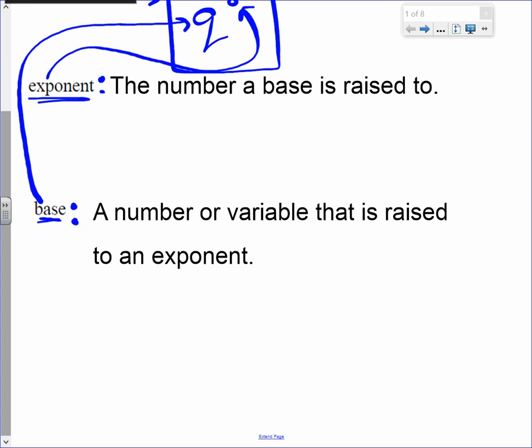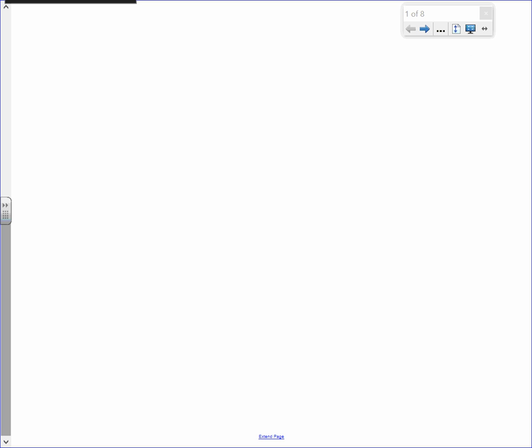Don't write this down. Let me do one more example here. Don't write this example down. Let's put w to the 50th power. Let's see if we're understanding this. What would be the base here? W would be the base. See, this is the base. Don't write this down. I just want to review what we just went over. What would be the power?